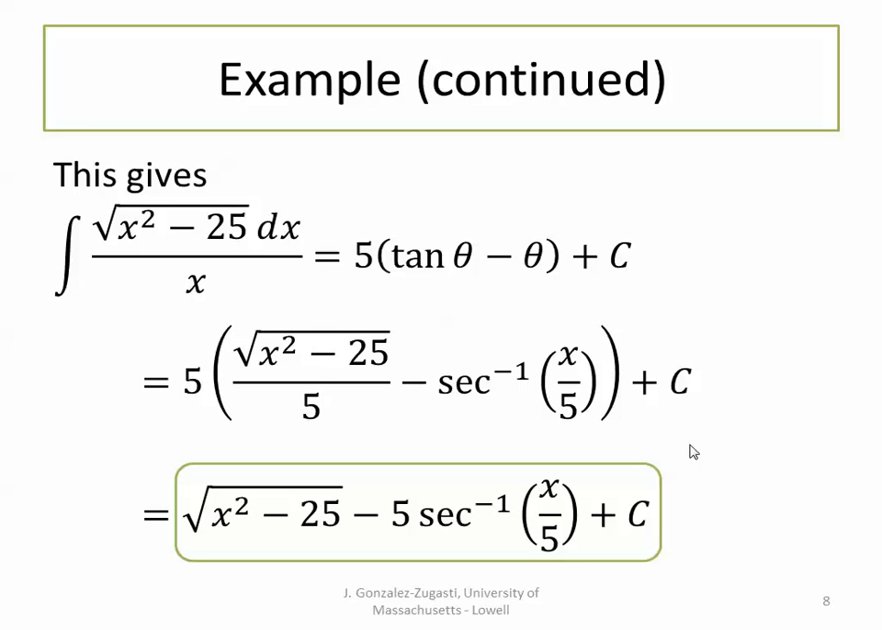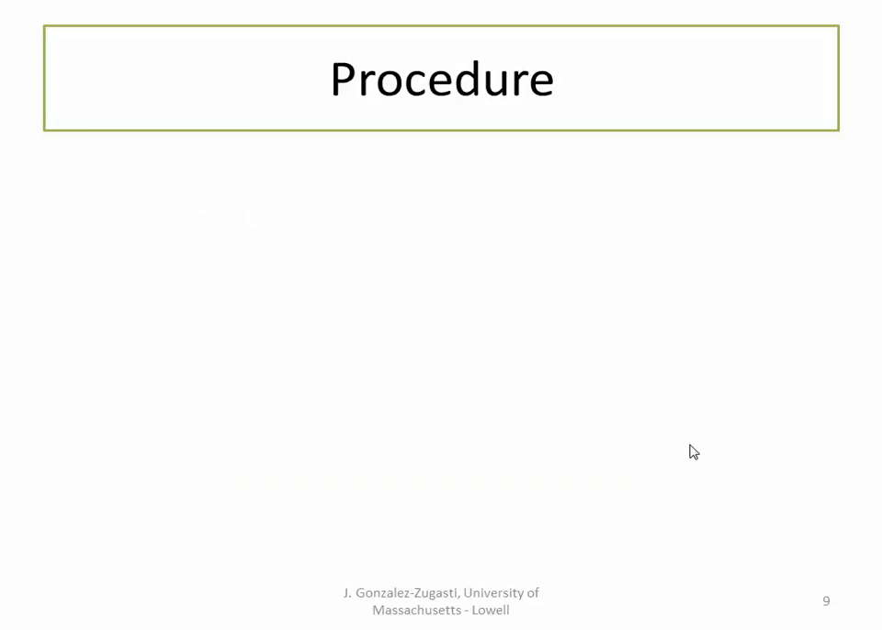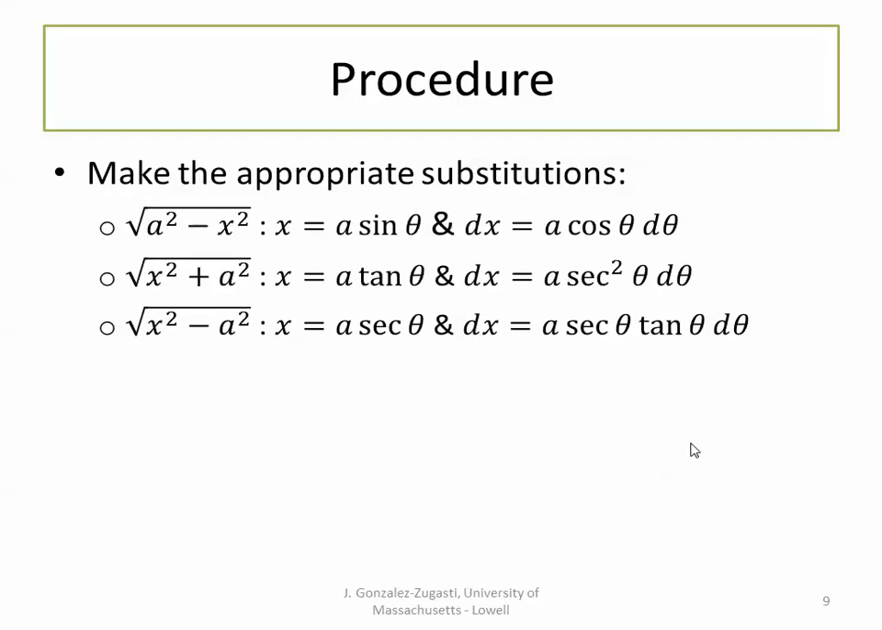All right, so we've seen 3 ways to evaluate integrals that involve the square root of x squared plus or minus a squared in some order. So here's how to attack them when you come up to them. First, you want to make the appropriate substitutions. If your integral involves the square root of a squared minus x squared, then you're going to let x be equal to a times sine theta, because that's the one that will make the values of x between negative a and positive a. And then you'll know that dx is equal to a cosine theta d theta.